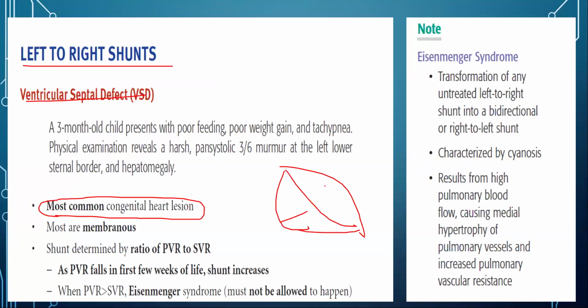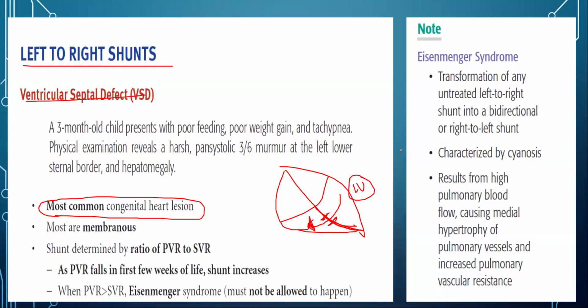So this is the heart, and this is the interventricular septum, right? Now, if there is a gap in the septum, then blood can come from the left side to the right side. Blood always goes from the high pressure area to the low pressure area. Because the left ventricle has high pressure, blood initially will flow from the left side to the right side. So that's why we call it left to right shunt in VSD.